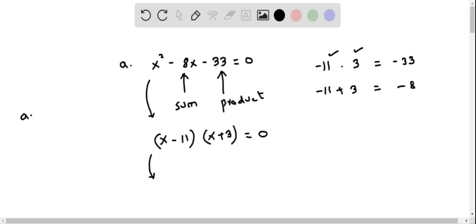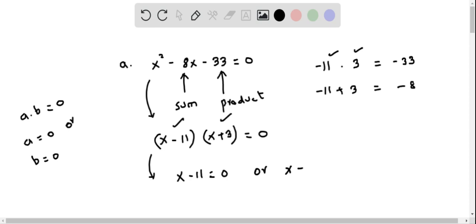That is, if the product of two terms equals 0, then either of the terms is 0. That is, a equals 0 or b equals 0. This is the zero product property which we are going to use. So we can consider this as a and this as b. So here we have x minus 11 times x plus 3 equals 0. So either x minus 11 equals 0 or x plus 3 equals 0.